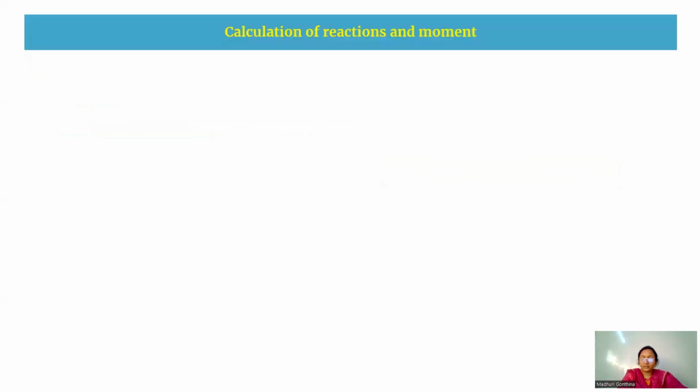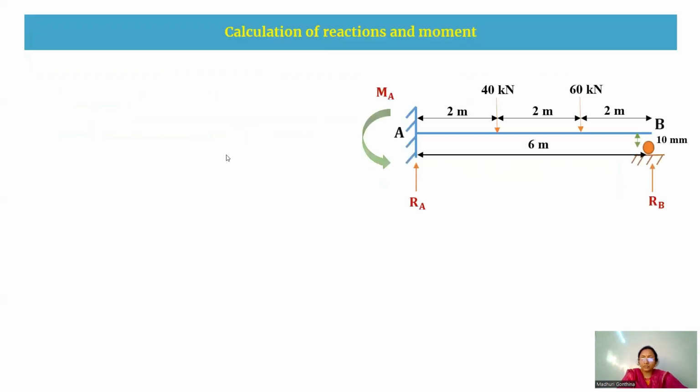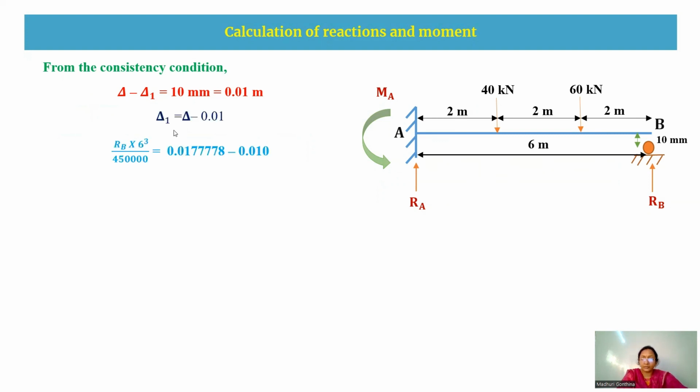The simplified version of delta 1 is this one. Now after that, we are going to calculate the reactions and moments. Before calculating the reactions, we are going to use the consistency condition. Here the consistency condition is that the net deflection is 10 mm. Therefore, the net deflection is downward deflection minus upward deflection, that is 10 mm. Delta is downward and delta 1 is upward. As we calculated the delta and delta 1 values in the previous slides, I'm just substituting the values, and I'm going to calculate the RB reaction, that is 16.2 kilonewton.